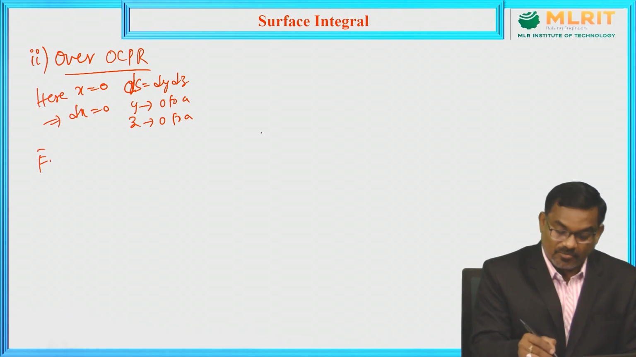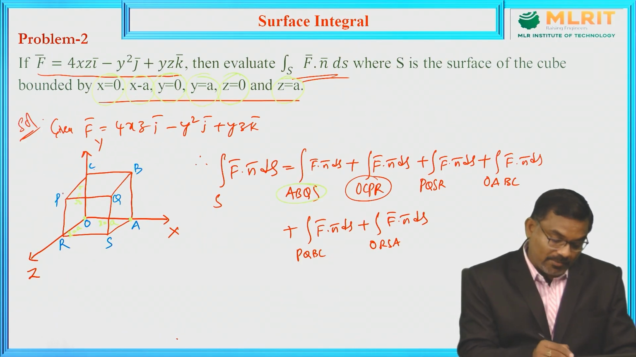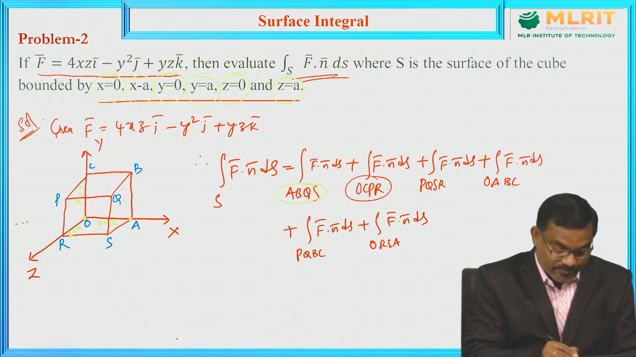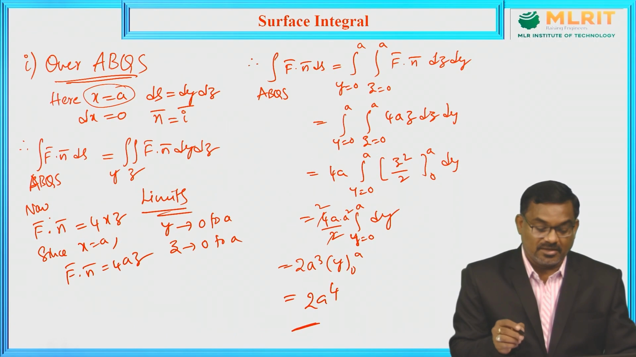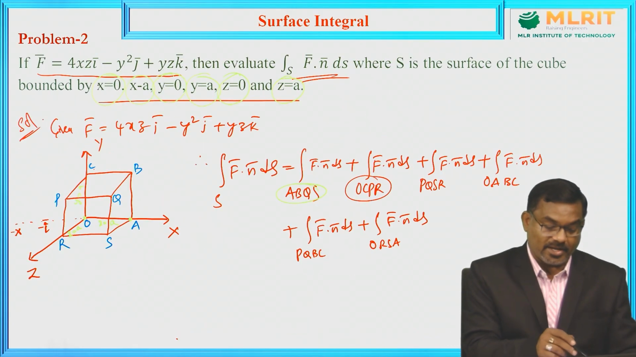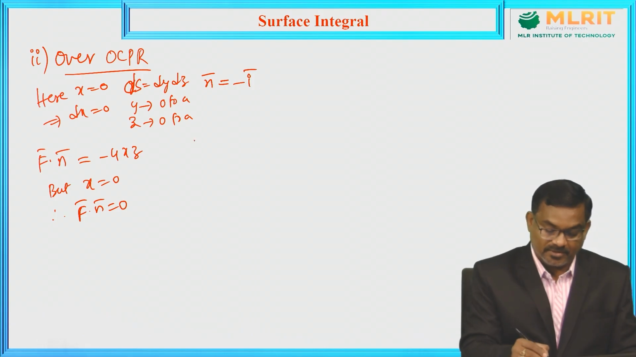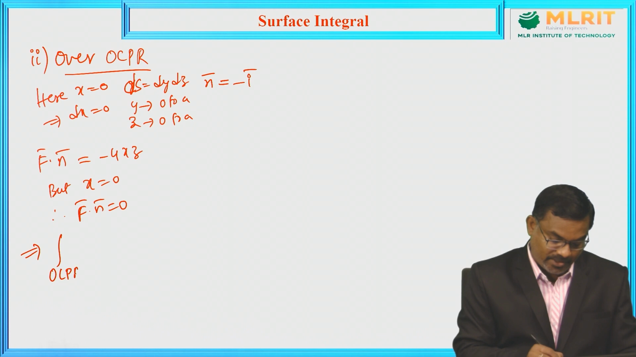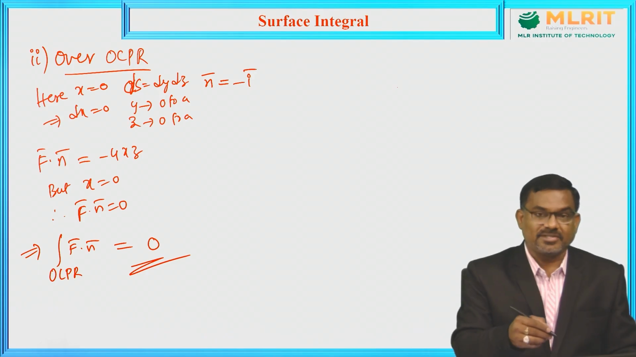And what is n bar here? N bar is the outward drawn unit normal vector to this face OCPR, the outward drawn is along negative x-axis. So minus I bar is the unit vector along this. So in this case, n bar will be minus I bar. Then f bar dot n bar becomes minus 4xz, but x equal to 0. Therefore, f bar dot n bar becomes 0. Therefore, over the face OCPR, the integral is 0, since f bar dot n bar is 0. Similarly, we need to evaluate the surface integral over the remaining faces also.